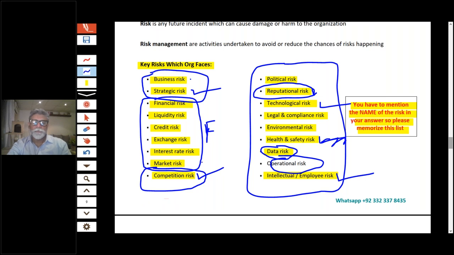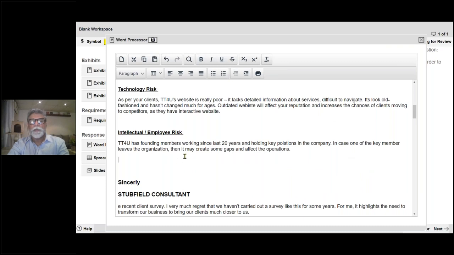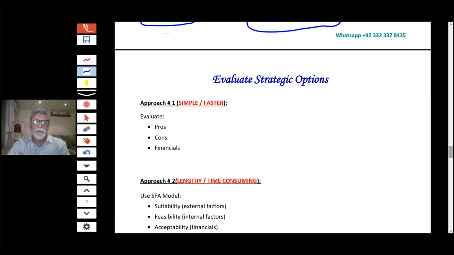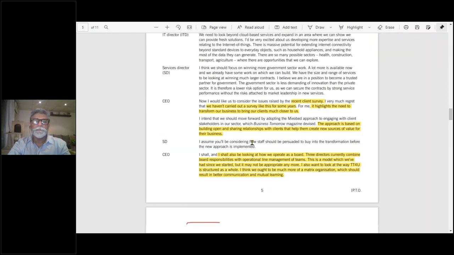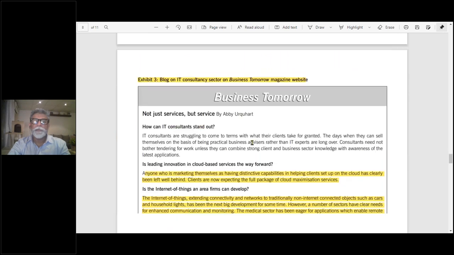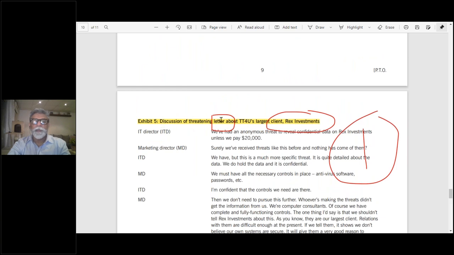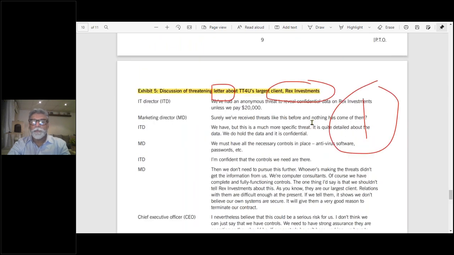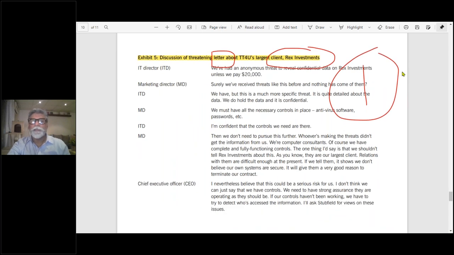You know, we did not read one of the exhibits. In one of the exhibits, I'll show you which one. The major client one, I'm forgetting the name. The Rex investment, this one. Threatening letter about largest client Rex. You know, the data has been hacked. We have not read this exhibit, but it says that the data of our largest client Rex investment has been hacked.